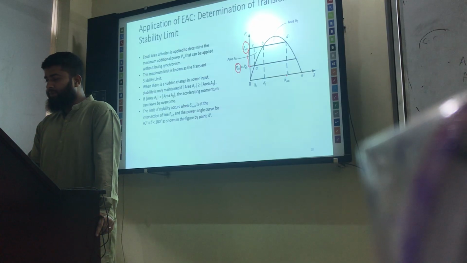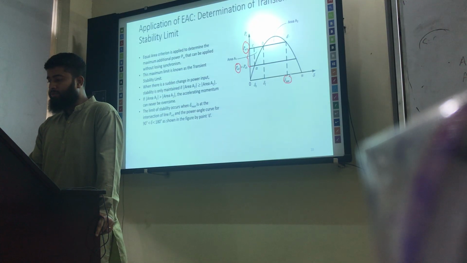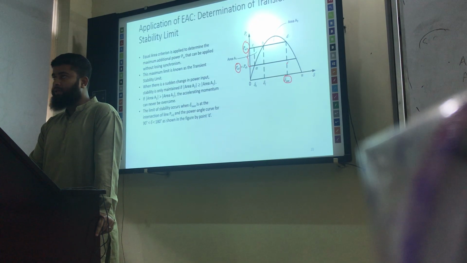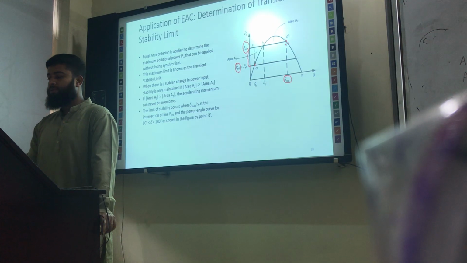Correspondingly, we have the delta max. This is the maximum amount of swing possible inside the rotor. So the rotor angle swing can be up to this. A is our initial operating point. From A to G, that is the maximum limit of swing. Beyond that, our system will fall into the unstable state. That is the case.